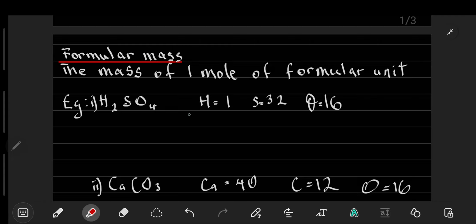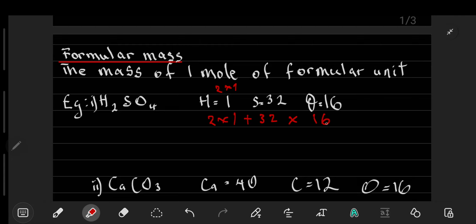So hydrogen has its molar mass to be 1, sulfur 32, and oxygen is 16. But if we look at what we have here, there are different numbers of atoms. Okay, so for hydrogen, we have 2 atoms of hydrogen. So that will give us 2 times 1. And then we have only 1 sulfur atom here, and that would give us 32.